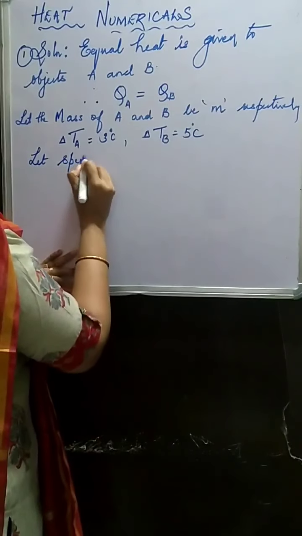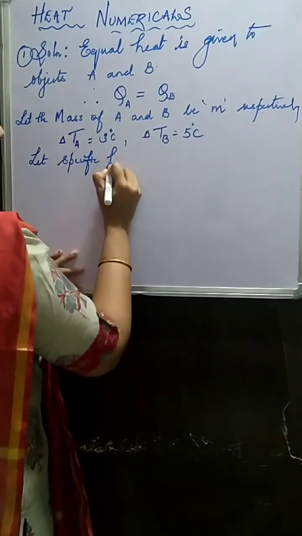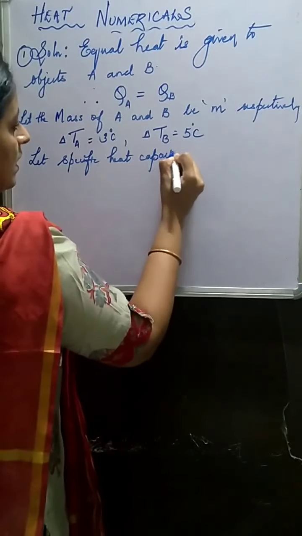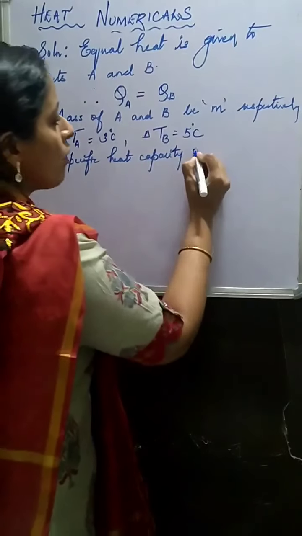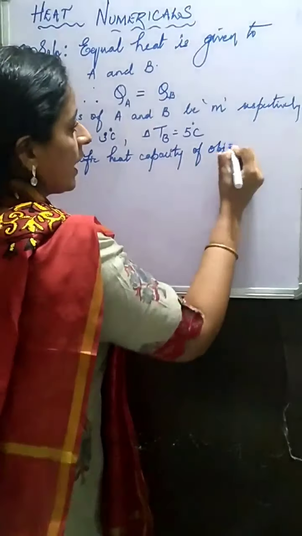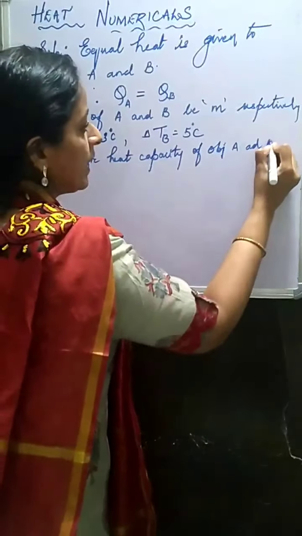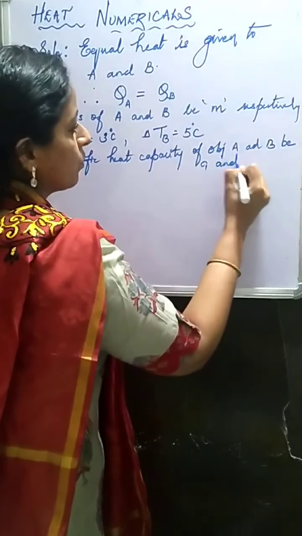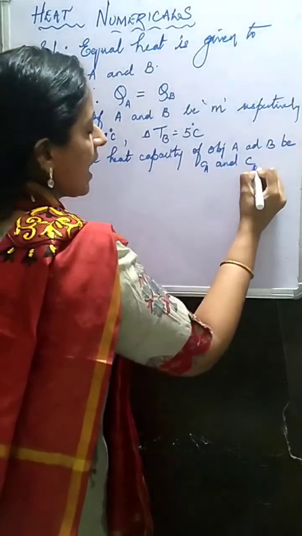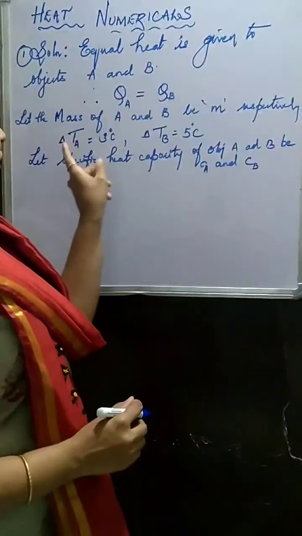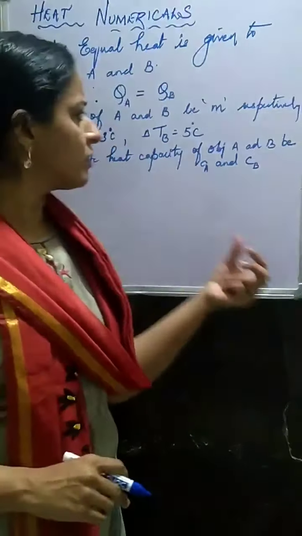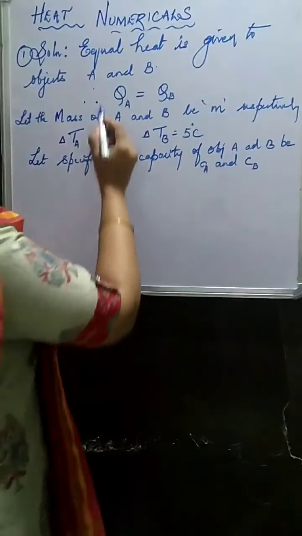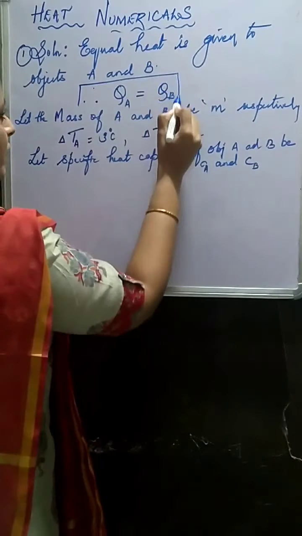So, let specific heat capacity of object A and B be C1 and C2, or we will write CA and CB. Here all we did like that. So same format will follow, small CA and CB. Okay, so this is the main thing that we got.